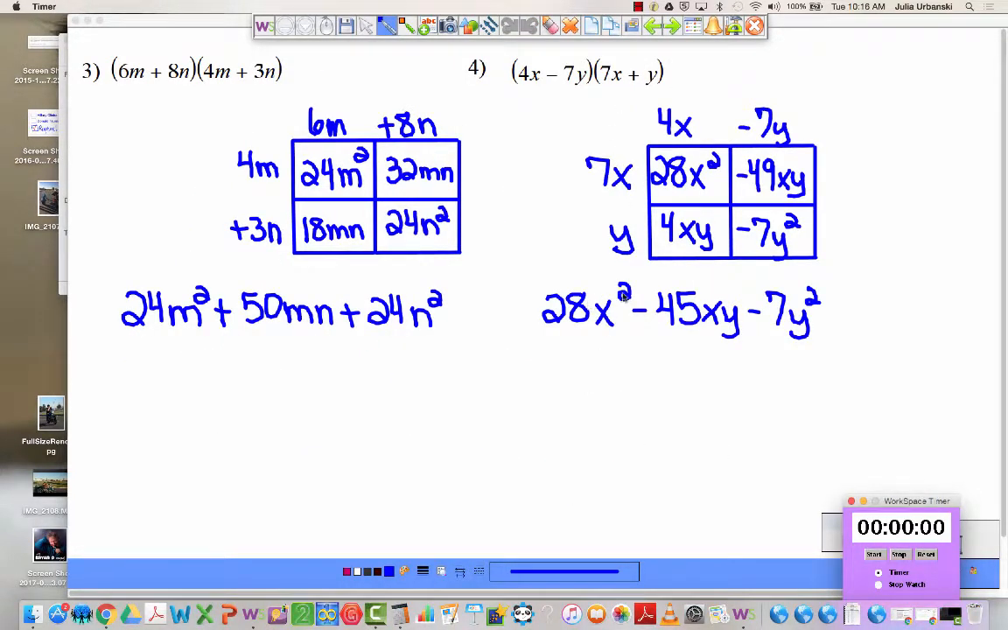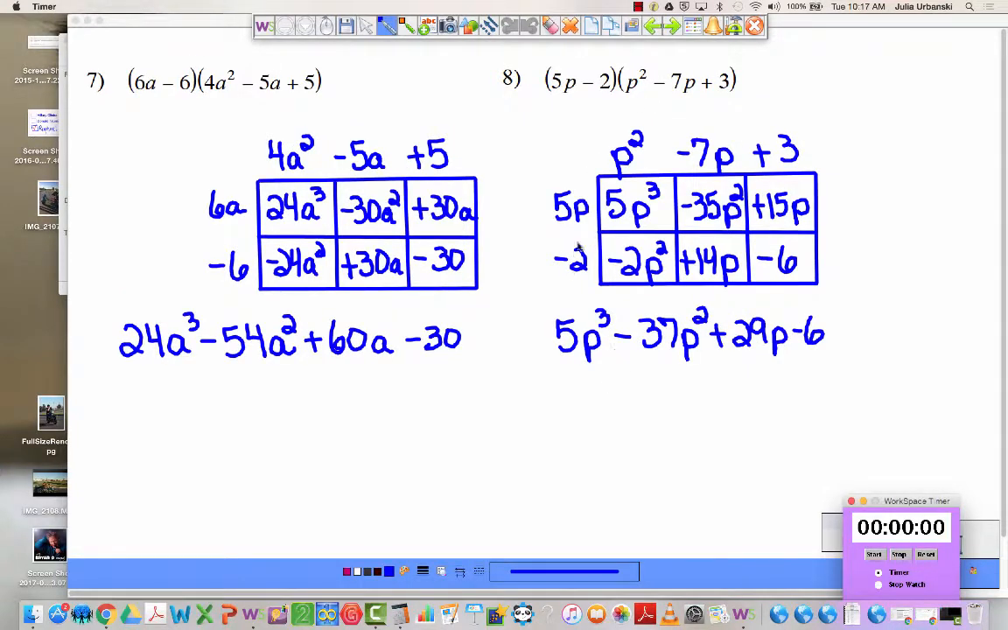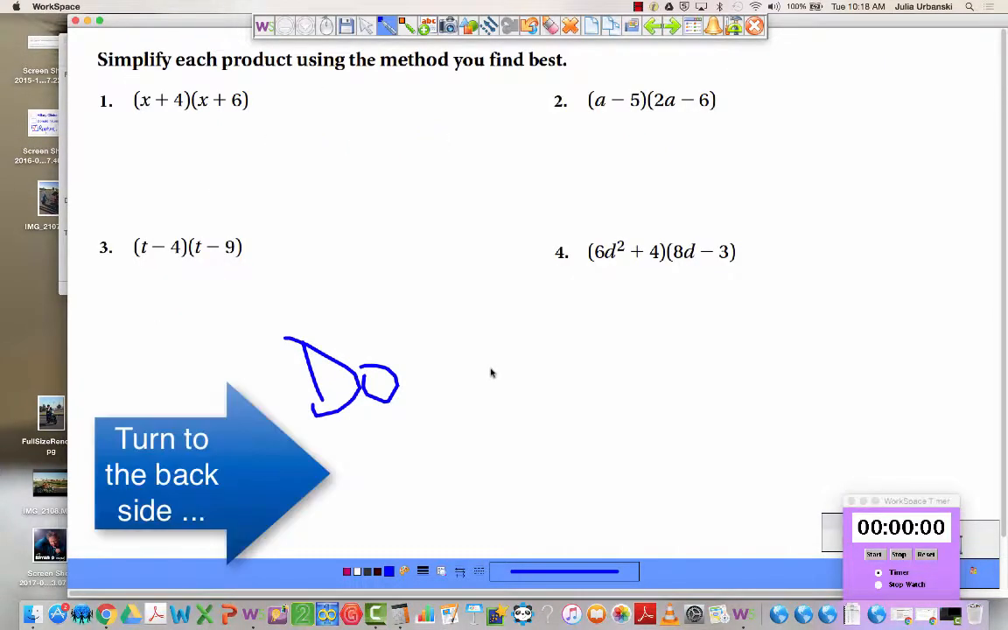I got 28x squared minus 45xy and minus 7y squared. So you had to keep them all straight and combine the ones that go together. I got 5p to the third, and then I combined these together, got negative 37p squared. Combined those together, got 29p, and combined that one with nothing and kept it as negative 6. But right now, do 2, 4, and 6.